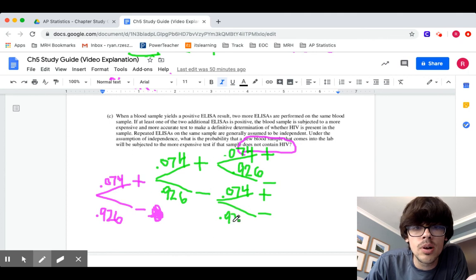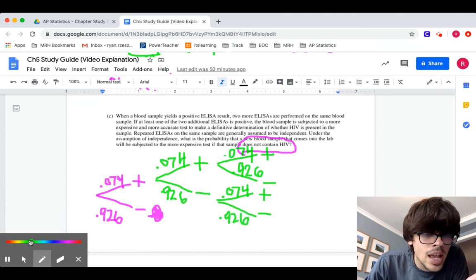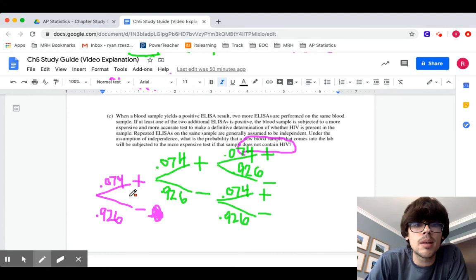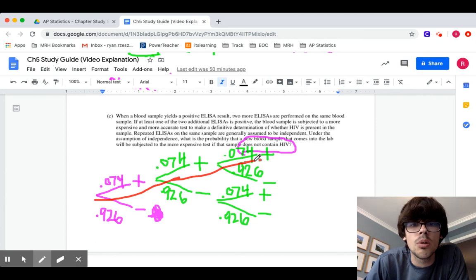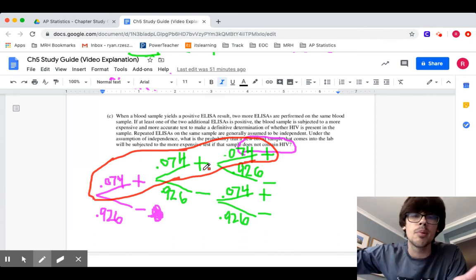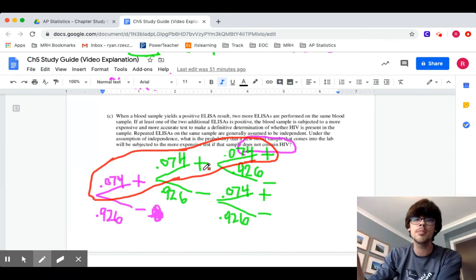So let's talk about what that means now that my picture is finally labeled. If my blood comes back negative in the first place, I'm done. Nothing else going on. If it comes back positive, I automatically do 2 tests. So this path right here, if my blood shows up positive all 3 times, I am definitely going to get my blood sent on to the more fancy testing that's beyond the problem's scope. They send us to the new fancy lab.